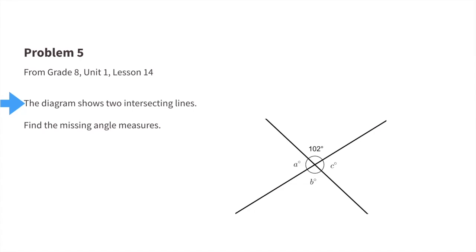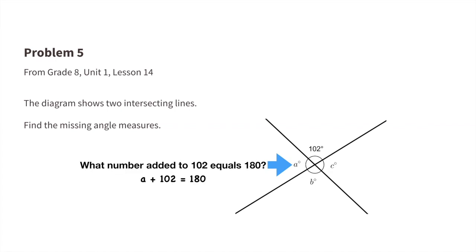Number 5. The diagram shows two intersecting lines. Find the missing angle measures. A. What number added to 102 equals 180? A plus 102 equals 180. That's the same as 180 minus 102 equals A. And 180 minus 102 is 78. So A measures 78 degrees.